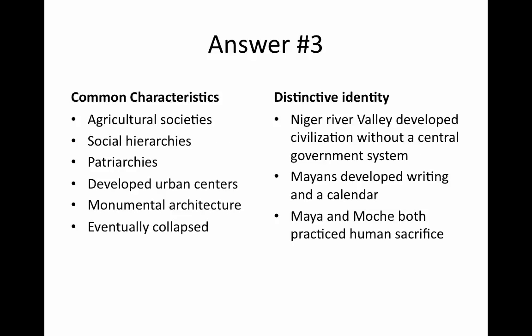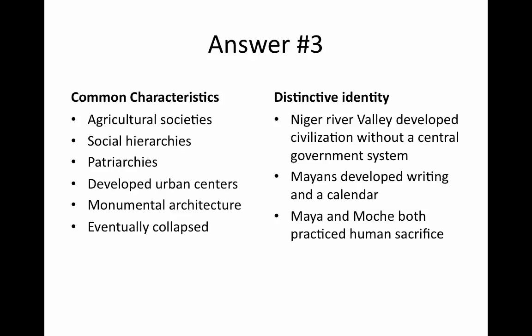So, common characteristics that Africa and America share with all civilizations, they're agricultural, they have social hierarchy, so there's going to be people at the top of the social ladder and people at the bottom, so social classes. All of them are patriarchal, so for the most part, men are controlling the society. They all have urban centers, so places like cities are going to develop in Africa and the Americas. They'll have things like monumental architecture, and they'll all eventually collapse.